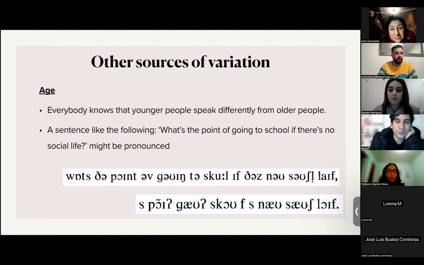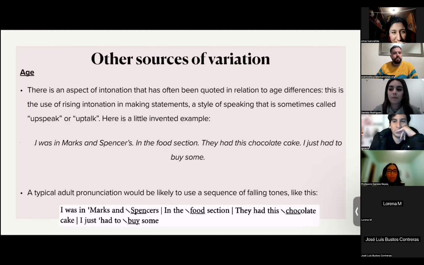Okay, let's see more examples. All right. There is an aspect of intonation that has often been quoted in relation to age differences. For example, there's a use of rising intonation in making statements, a style of speaking that is sometimes called upspeak or uptalk. Here's an invented example: I was in Marks and Spencer's in the food section. They had this chocolate cake. I just had to buy some.